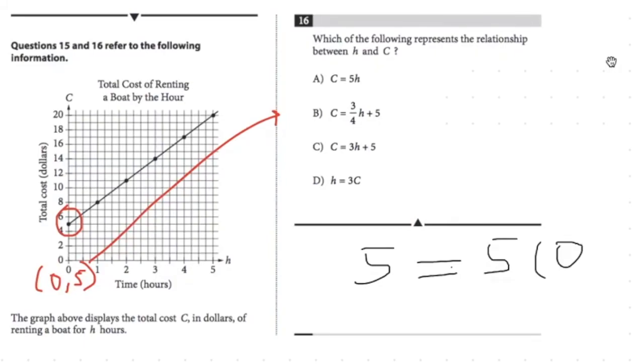Five times 0. Excellent. Is that a true statement, Ariane? No. We can eliminate answer choice A, right? Because we know when h is 0, c has to be 5, and that's just not true in answer choice A. Let's try answer choice B. I'll clear some space for you. You can solve in the same spot.